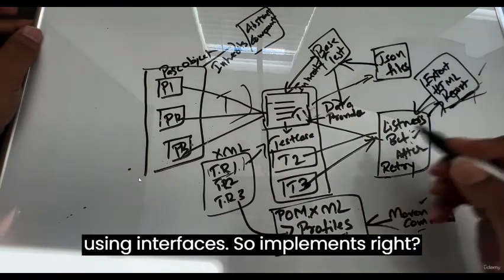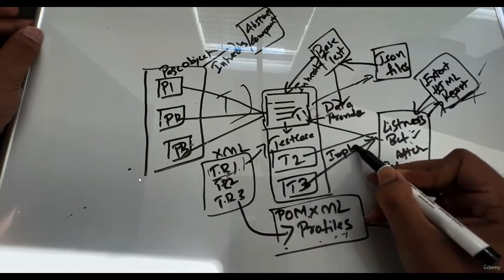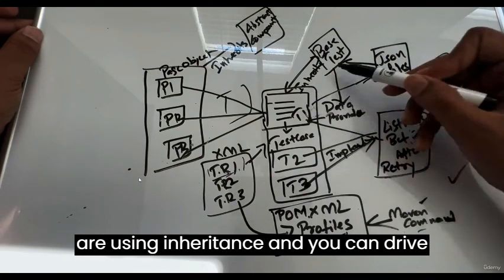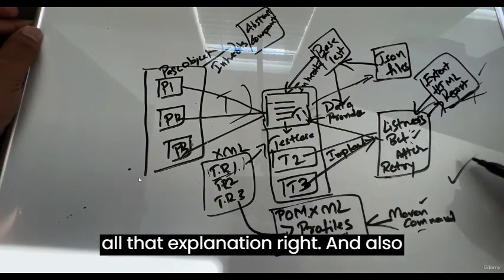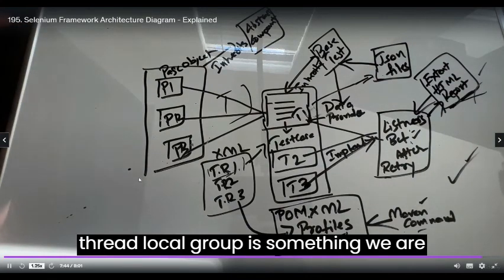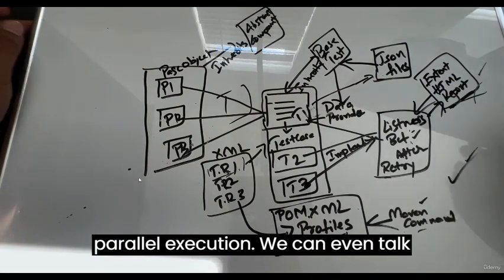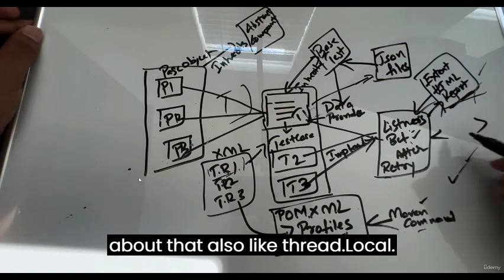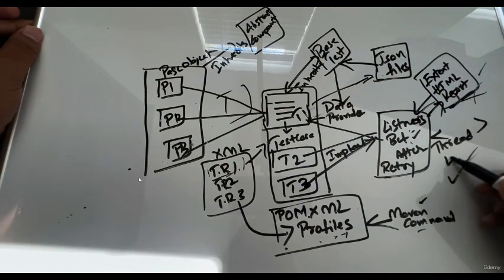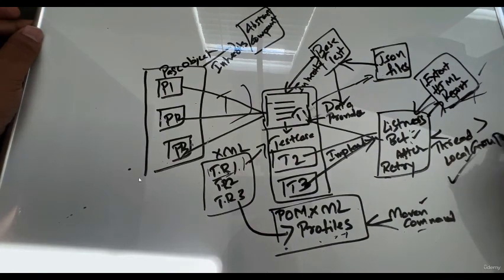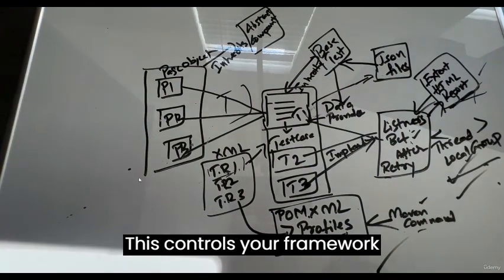That here we are using interfaces, so implements, right? Here we are using interfaces. Here we are using inheritance, and you can drive all that explanation, right? And also, thread local is something we are using inside listeners to achieve parallel execution. We can even talk about that also, like thread local. Perfect. This concludes your framework explanation.